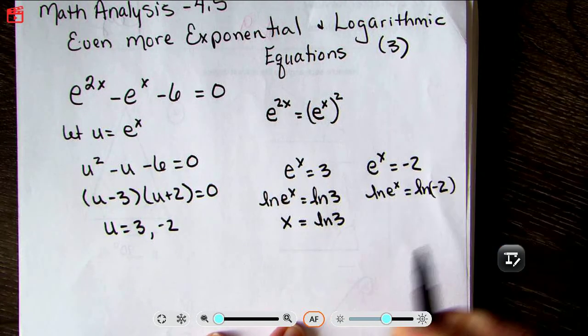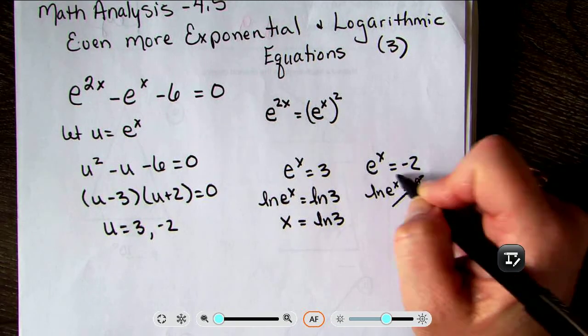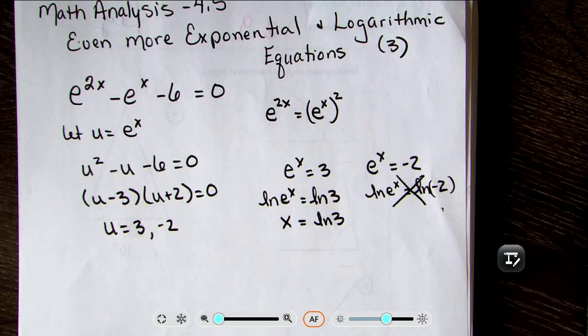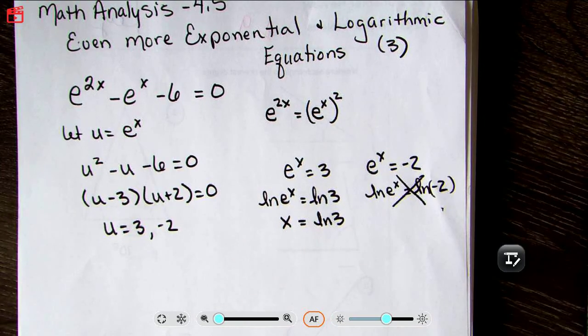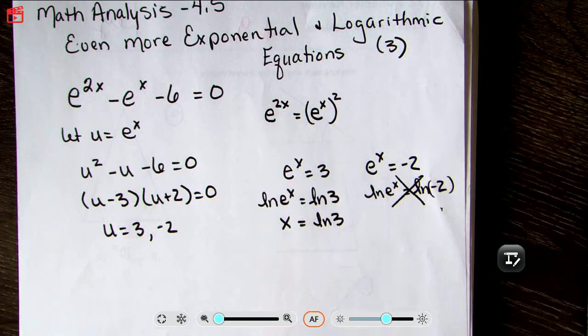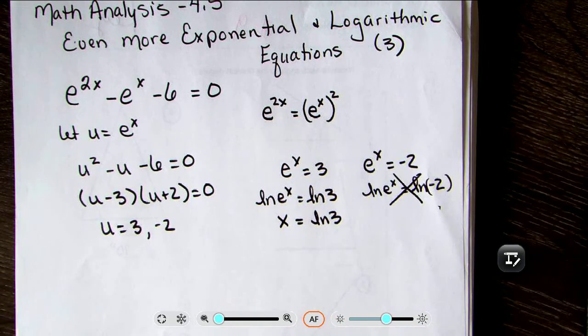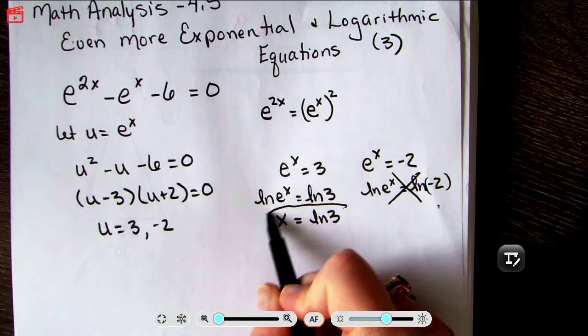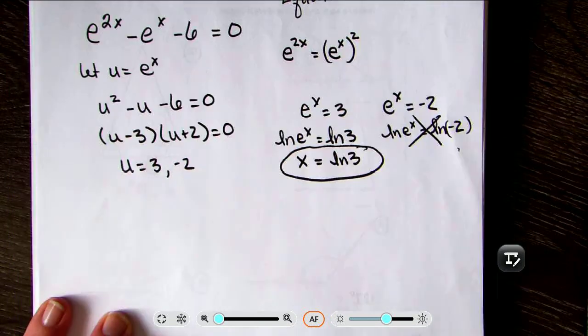Taking the natural log here, I have to remember we cannot take the natural logs of negatives, so we do not get any answers from that. Also, if you remember what the graph of an exponential function looks like, it does not go below the x-axis, so it is never negative. So we do not get answers from that piece. So we have one answer, and that is the natural log of 3.